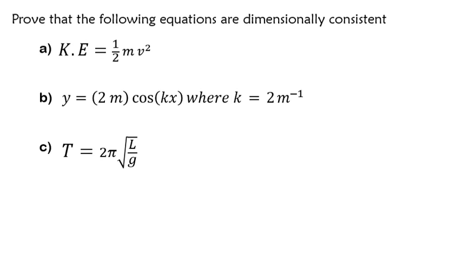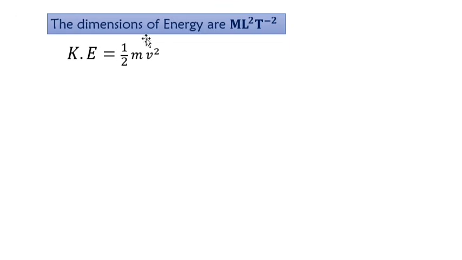So we have this question which reads, prove that the following equations are dimensionally consistent. We have kinetic energy, we have the displacement formula from simple harmonic motion, as well as the time period of a simple pendulum. So let's start with kinetic energy.